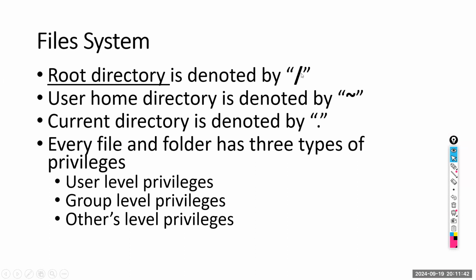Right, so then I already explained to you slash is the root, tilde is your home directory, dot is your current directory. Current directory is denoted by dot. Usually you don't need it, but if you want to specifically mention it, use the dot. So every file or folder or directory has 3 types of privileges: user, group, and others. User means the privilege for the file creator. Group level means privilege for the group of that file creator. Other means anyone who is not the user who created the file or the group. So that is basically others privilege.